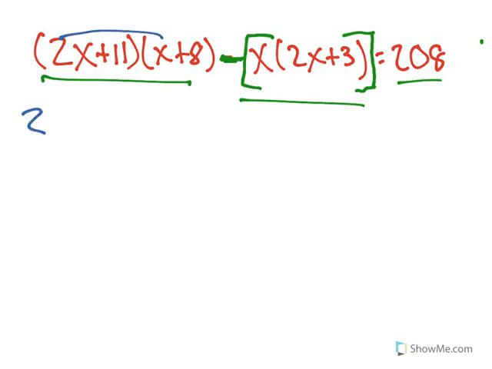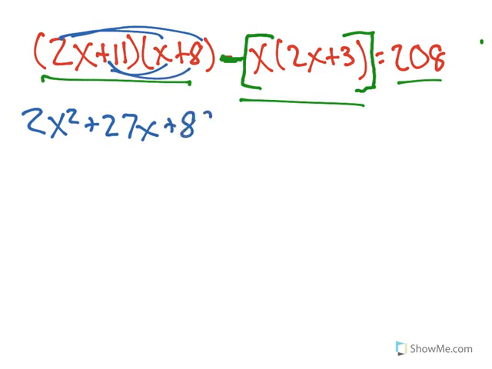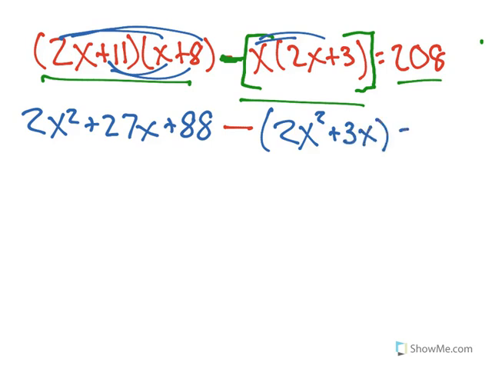So this is my 2x squared. This is 16x and 11x is 27x. This is going to be 88. I'm going to put my minus here. I'm going to put in parentheses, I'm going to distribute now. 2x squared plus 3x. Close off those parentheses is 208.